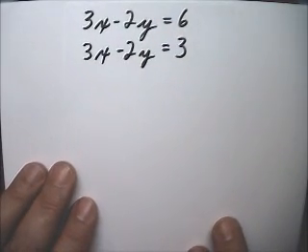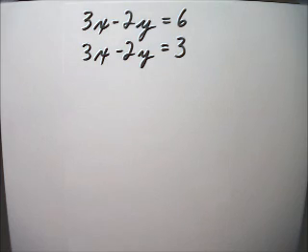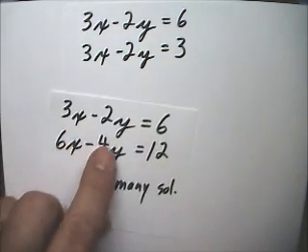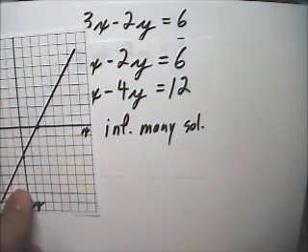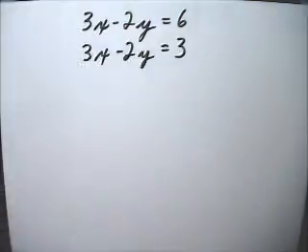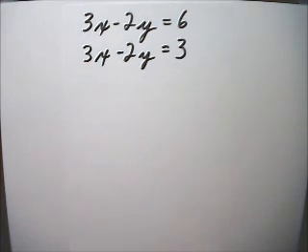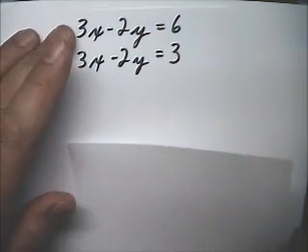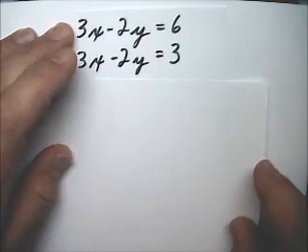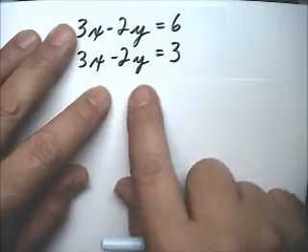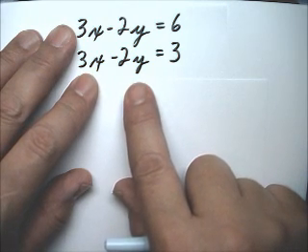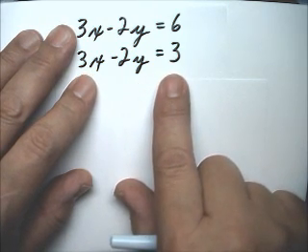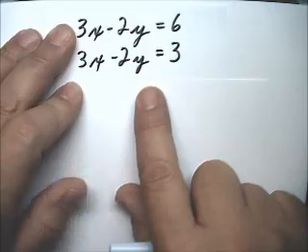So this is B. This is the second system. And the first equation is exactly the same. So we've already graphed the first equation. Let's just graph the second equation, 3x minus 2y equals 3. You know, we could get one point here. If y equals 0, x is 1.